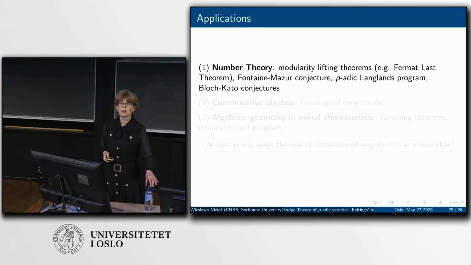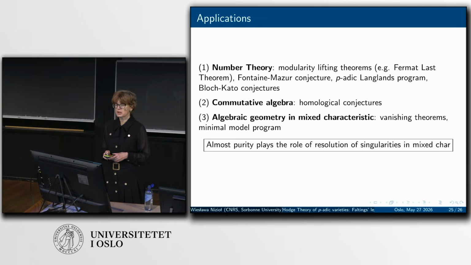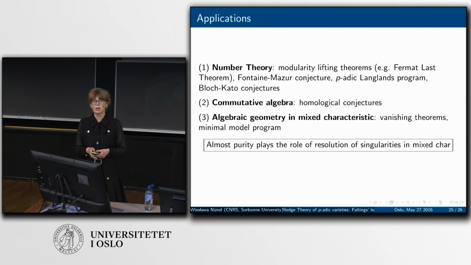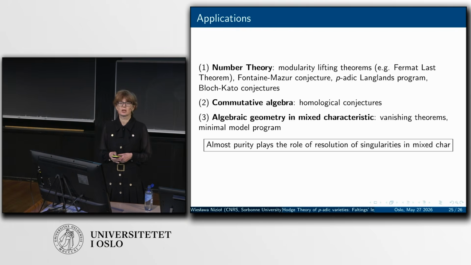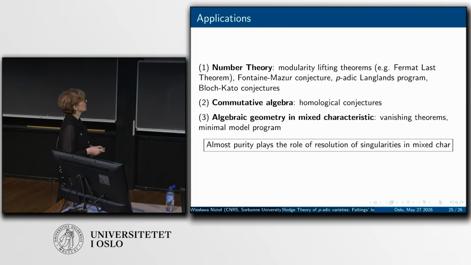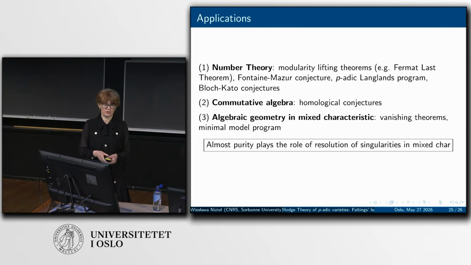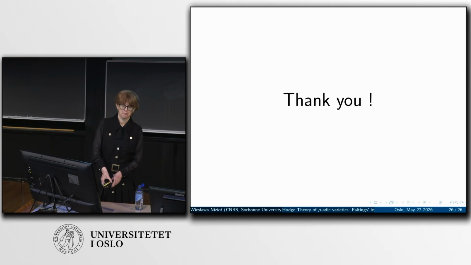you can refine conjectures of Beilinson on special values of L-functions by specifying also the rational factor. In commutative algebra, we have the solutions of homological conjectures, the direct summand conjecture. In algebraic geometry, in mixed characteristic, these are very recent developments. We have minimal model programs, vanishing theorems in mixed characteristic and characteristic p. And here the main slogan is that the almost purity theorem plays the role of resolution of singularities in characteristic p and mixed characteristic, which we don't have. Thank you very much.